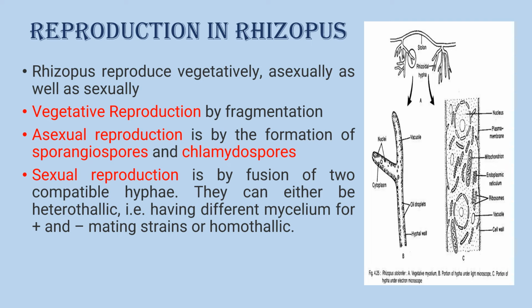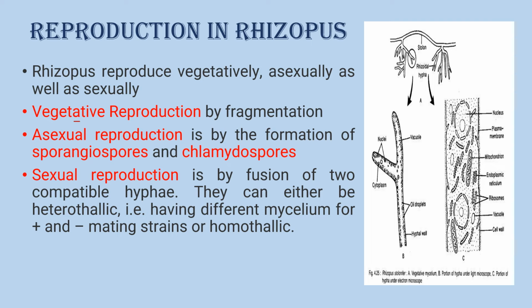So reproduction is of three types: vegetative, asexual, and sexual. As we know, Rhizopus belongs to the class Zygomycetes, that is, it is a terrestrial fungus. So none of the reproductive stages has any motile reproductive stage. Zoospores are totally absent, and in their absence, we have sporangiospores or chlamydospores.